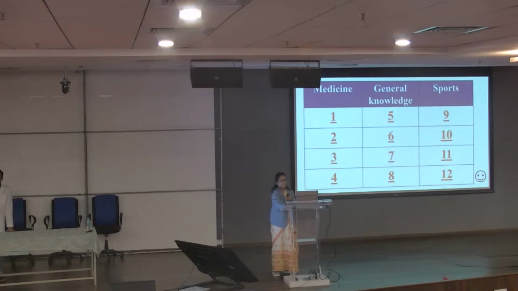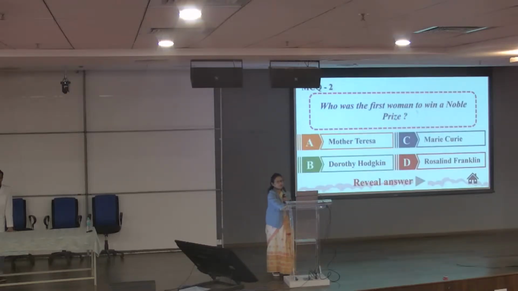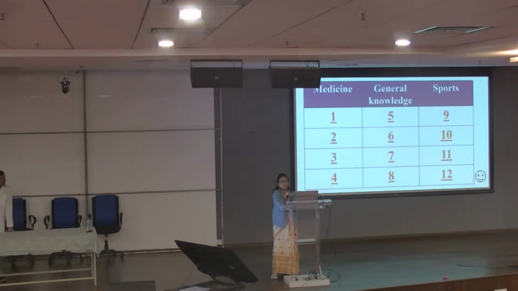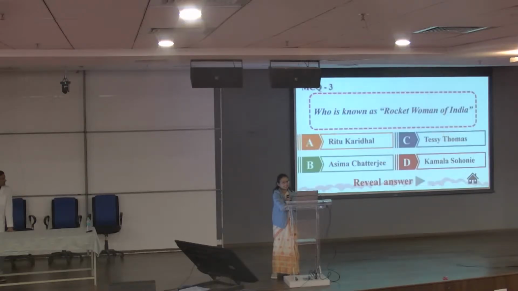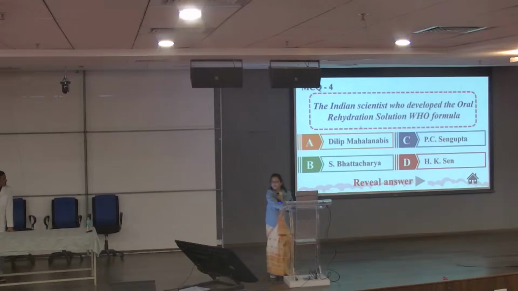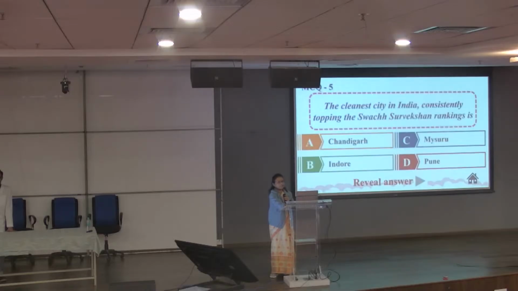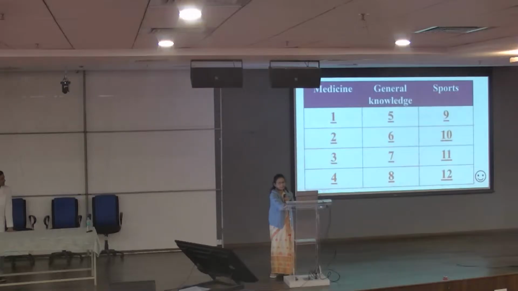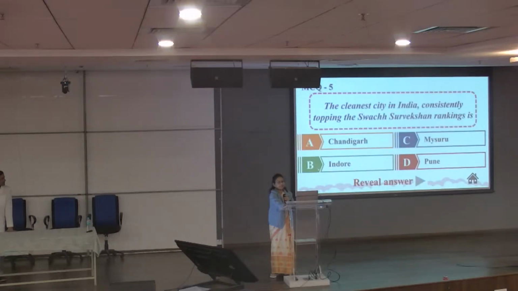Let's go to the second question, which was who was the first woman to win the Nobel Prize. The answer is Madame Curie or Marie Curie. Sorry, C, my mistake. Answer is C. Then, who is known as the rocket woman of India? The answer is Ritu Karidhal. A is the answer. Then the Indian scientist, I think everybody should know this. It is Prasanta Chandra Mahalanobis. Going to the fifth one, the cleanest city is Indore. It is B.